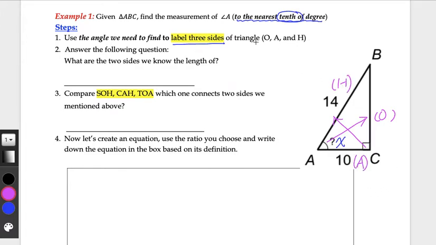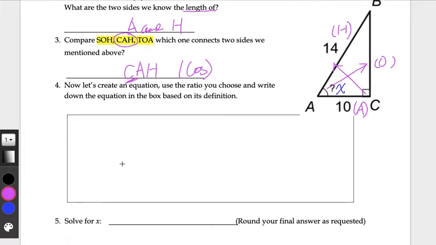Next part, what are the two sides we know the length of? Only two sides are labeled with length, which are A and H. Remember, this is not really talking about the exact number, we need to use the sides we labeled to answer the question. And remember, the trigonometry ratios we have in this unit are SOHCAHTOA. So as you can see here, yes, you are right, we only have A and H. So that's why we are going to choose C, which stands for cosine. So now let's write down the equation.